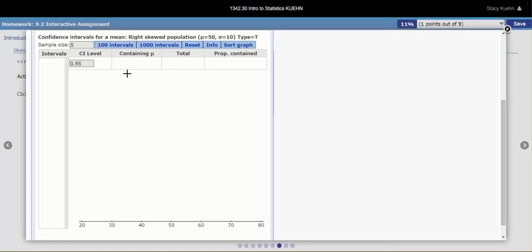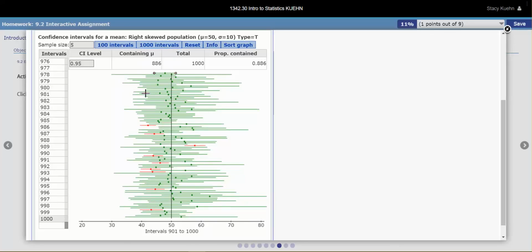Here I have an applet that's talking about a set of data that is skewed right. And so what happens to my t-distribution or my t-interval whenever we have data that's not normally distributed? That's what we want to look at for just a second. So let's say that I want to talk about a 95% confidence interval, and I know that my data is skewed right, and I'm talking about a really small sample size of 5.